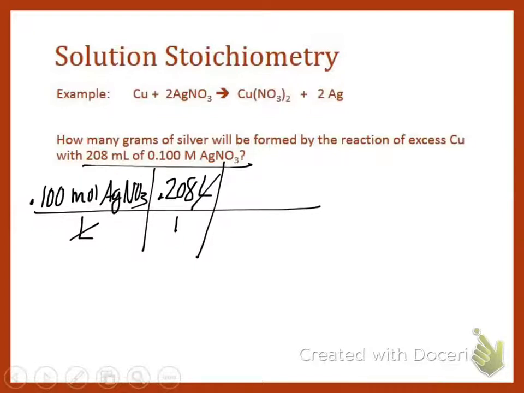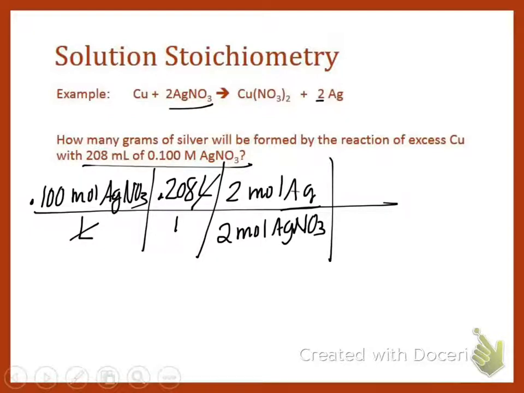I'm already in moles, so what can I go straight into? Mole ratio, because every stoichiometry problem needs a mole ratio. From the balanced equation, I have 2 moles of silver nitrate, which will yield 2 moles of silver. Now I can use the molar mass of silver, 107.87 grams of silver over 1 mole of silver.